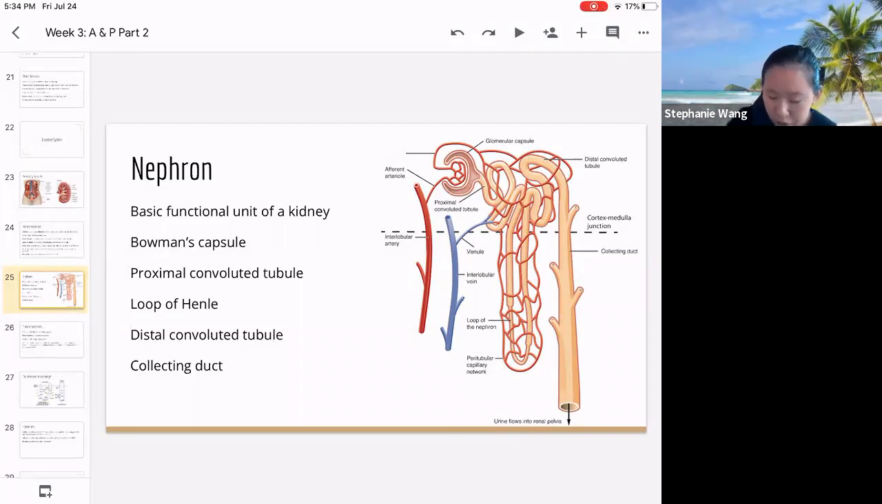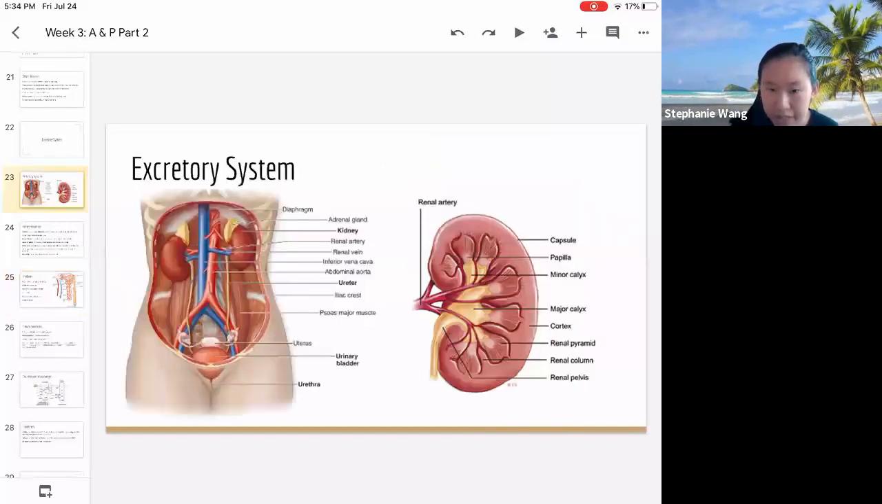As you go up this loop of Henle, you will see the distal convoluted tubule up here. The distal convoluted tubule is where more water is reabsorbed, more salts are reabsorbed. It's just another phase of reabsorption. And finally, you go to the collecting duct. That's where all the nephrons conglomerate together and go into one of these minor calyx that you can see in this diagram picture.